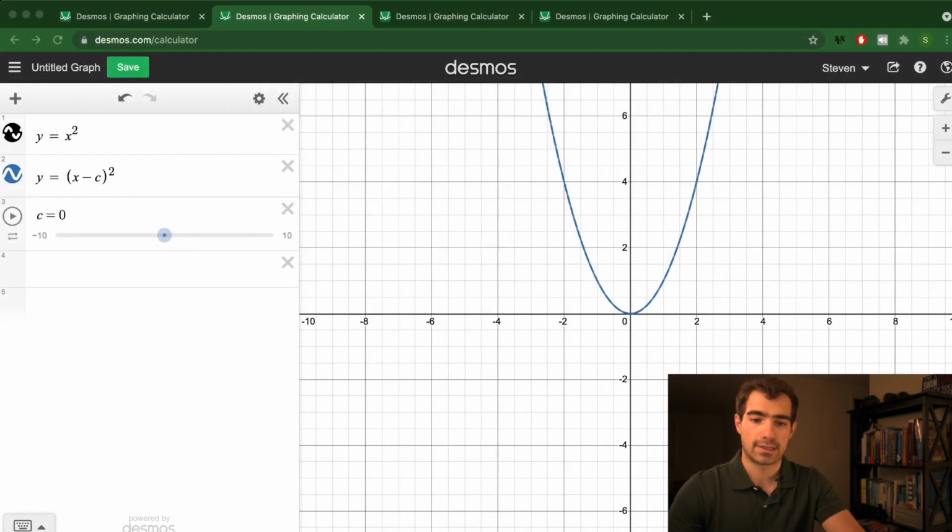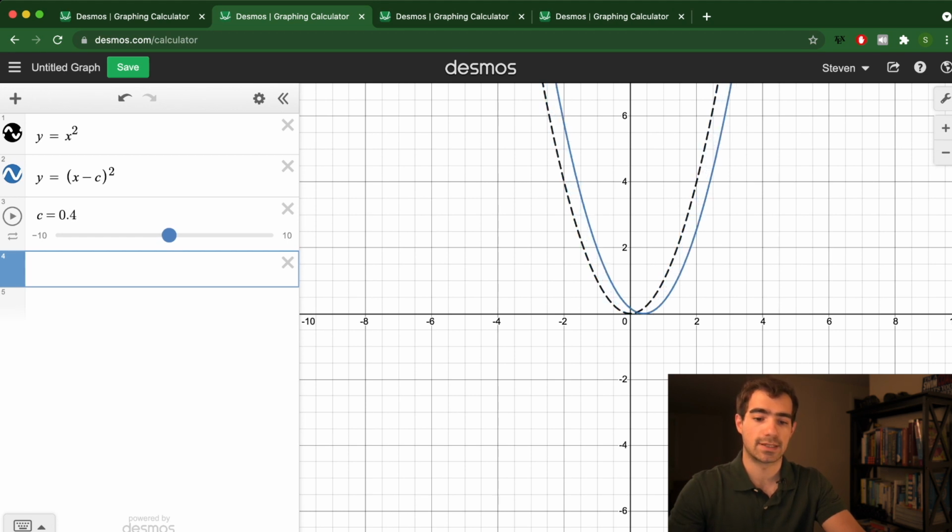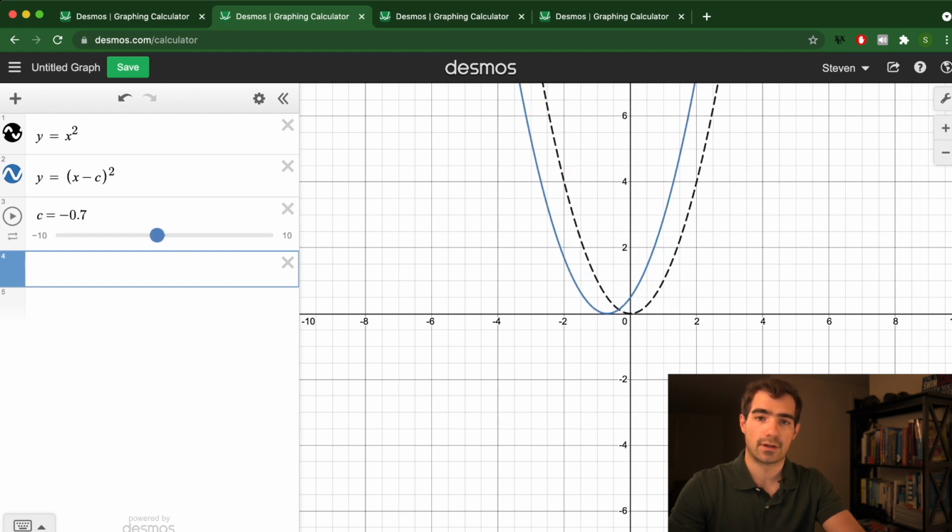And if we bring it back to Desmos, we can see this using the graph of the function y is equal to x squared. Right here in the black dashed line, we have just the parent function x squared. Here in the blue line, we have y is equal to x minus c squared, where c is 0. So there is no shift yet. And so if we start to take this value of c and move it to the right, what we'll see is the function also slide to the right from there too.